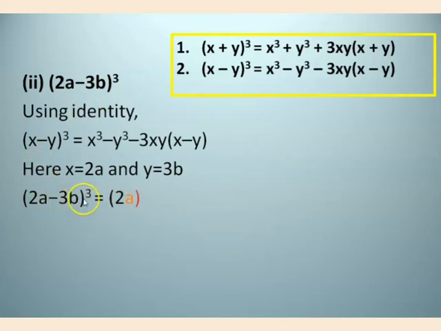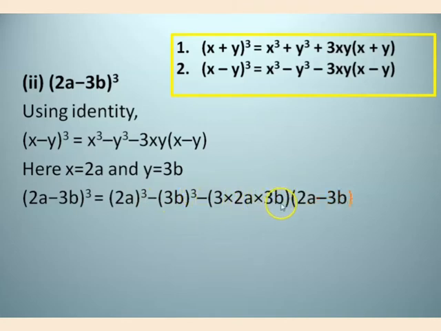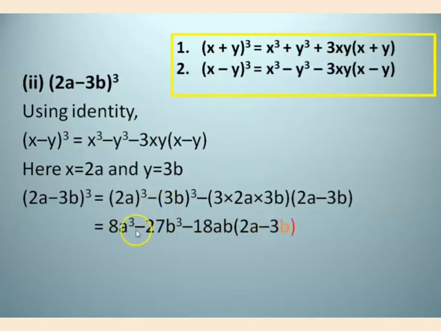2a minus 3b the whole cube equals 2a the whole cube minus 3b the whole cube minus 3 into 2a into 3b into 2a minus 3b. So simplifying this you get 2a the whole cube can be written as 8a cube minus 3b the whole cube can be written as 27b cube. 3 into 2 is 6, 6 into 3 is 18. So minus 18ab, writing this expression down.